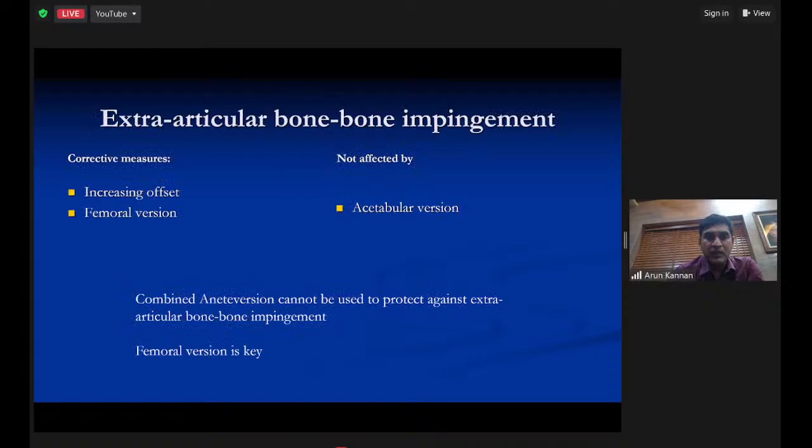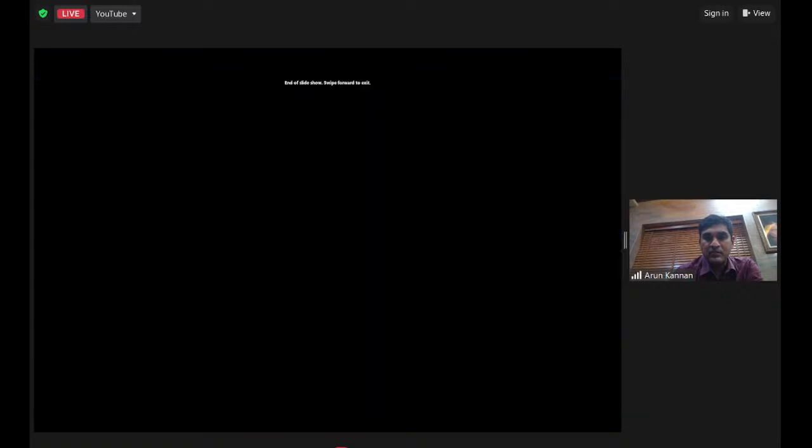So for extra-articular bone-on-bone impingement, the corrective measures are increasing the offset and femoral version. It is not affected by the acetabular version. Therefore, we cannot use combined anteversion alone to give protection against extra-articular bone-on-bone impingement. Femoral version holds the key here. Yeah, I think. Thank you.